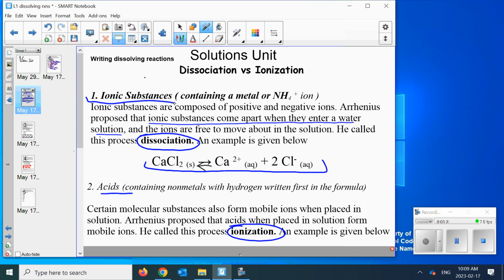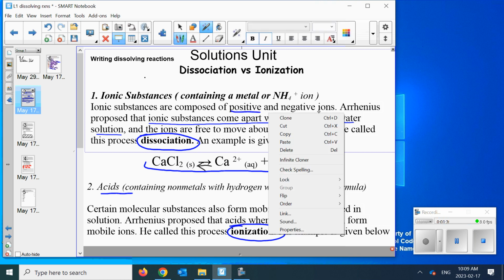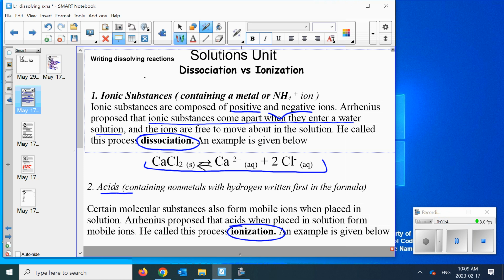They have a metal and then a non-metal. That's the quick way to identify it. It's always got a cation and an anion, with one exception, that's the acid. Ionic substances are composed of positive and negative ions. We call those cations and anions.